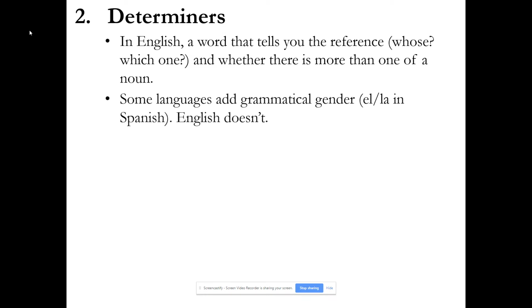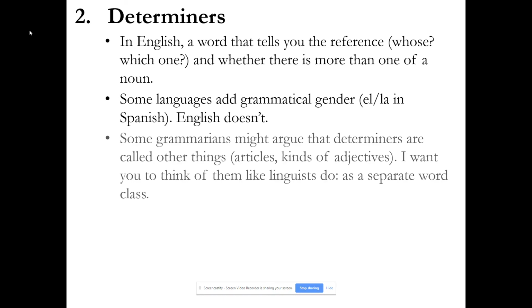So some languages might add grammatical gender, so el and la in Spanish, right? English does not care about grammatical gender. We don't have grammatical gender, so you don't have to worry about that. So again, reference, whose and which one, and then how many, right? Whether or not there is more than one of a particular noun.